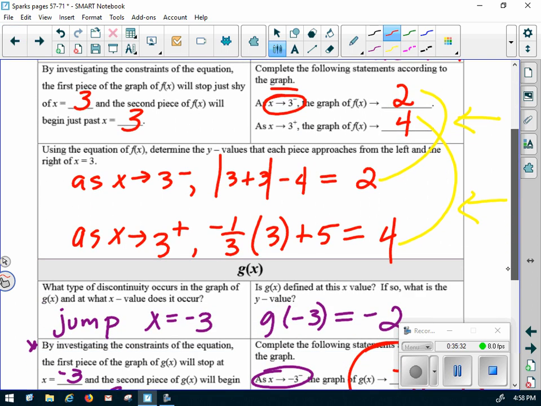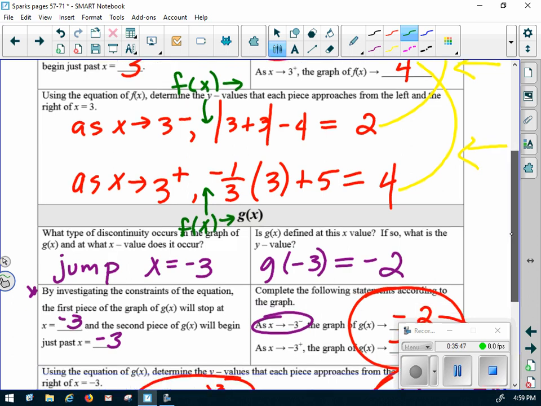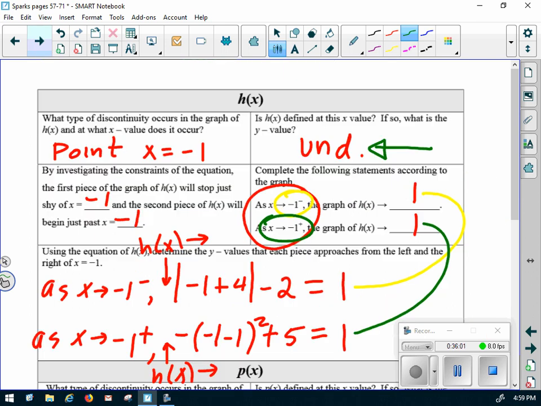So let's go back and get it right. Right here, I should have said F of X approaches. And right here, I should have said F of X approaches. And on that last one, well, I did it on the last one. Why did I not do it on the other two? Or other three? I'm sorry, I just made a brain fart there.